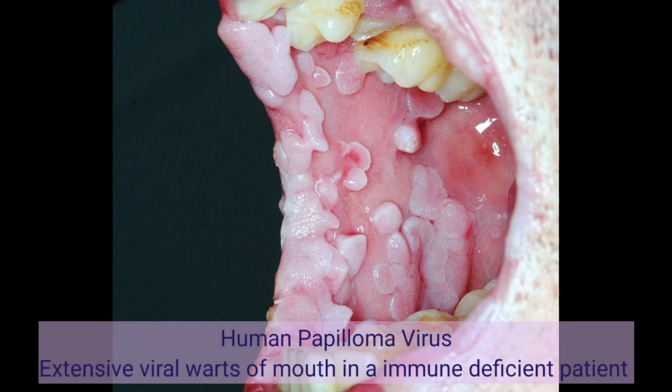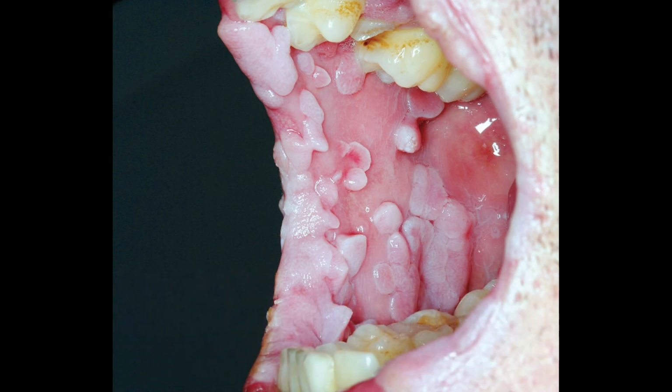Here is one more viral lesion in a patient with immune deficiency. This is multiple oral warts which are caused by human papillomavirus in a patient with immune weakness. Similar lesions occurring in the genitalia will be called condyloma acuminatum.